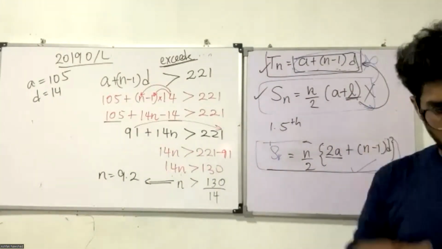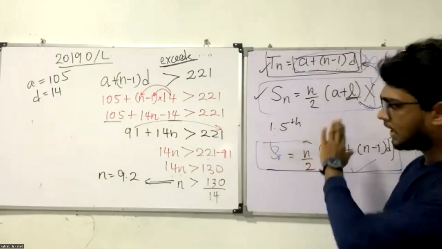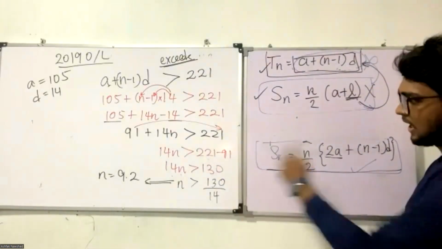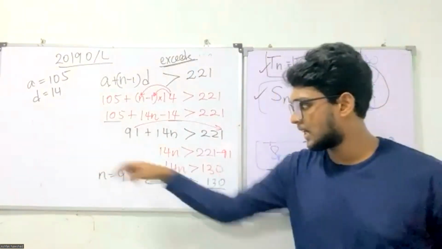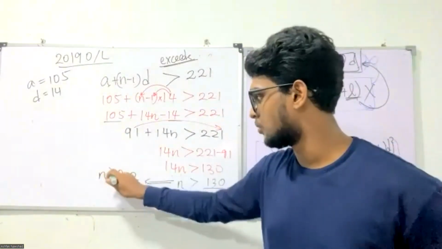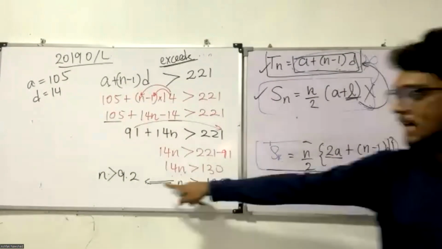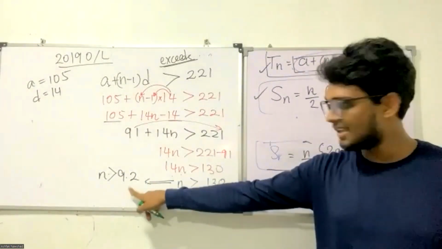I'll explain it again. n is greater than 9.2. And n cannot be a decimal number. n must definitely be an integer.